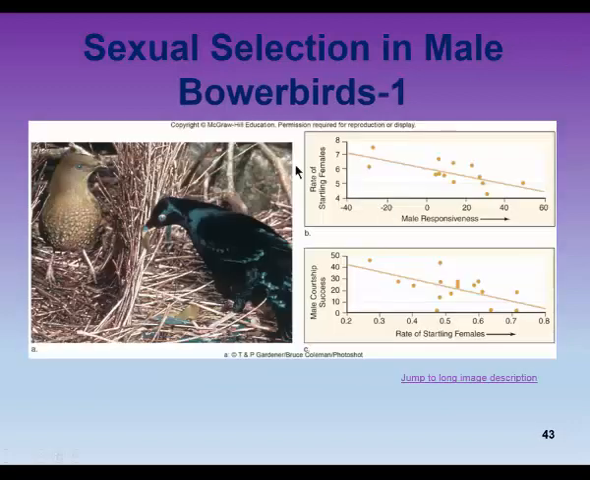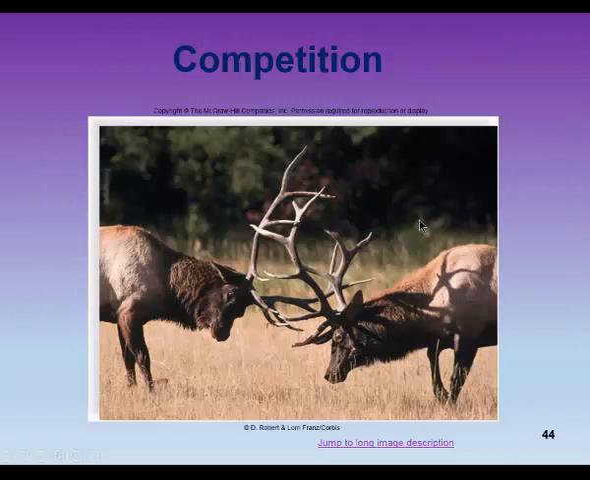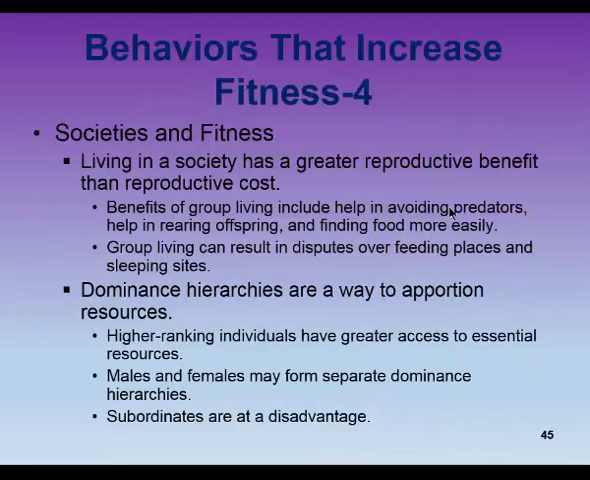And then here's the responsiveness, the rate of stalking the females versus the courtship success here. And then here you have the two males that are competing together to get the attention of the female. Now, living in a society, there are benefits and there are costs. The benefits are you can avoid predators easier, there's safety in numbers. You can help get your kids raised, and you can get food more easily.